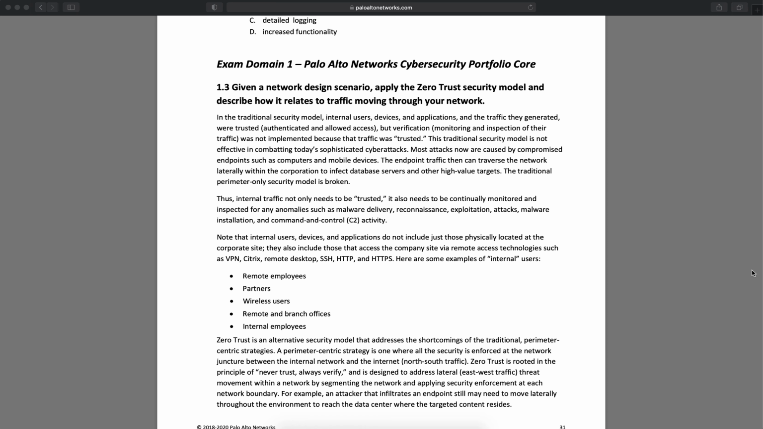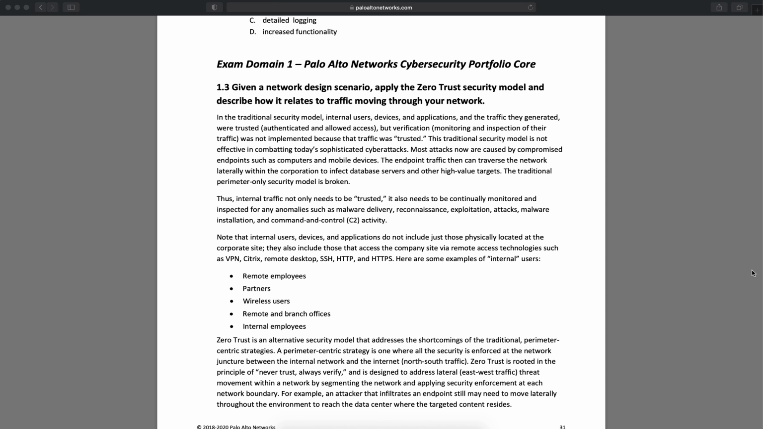And I'll probably do 1.4 here. 1.3, they're going over the zero trust security model. It's pretty simple. The whole concept is trust nobody, and only give access on a need to know basis.